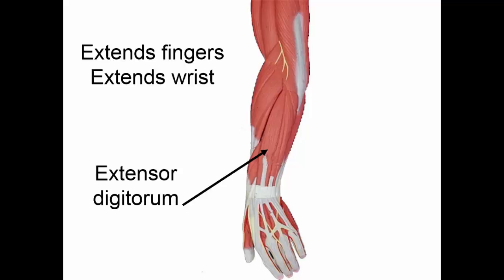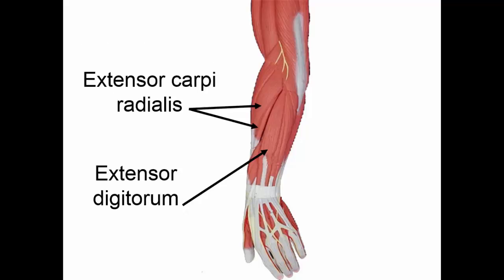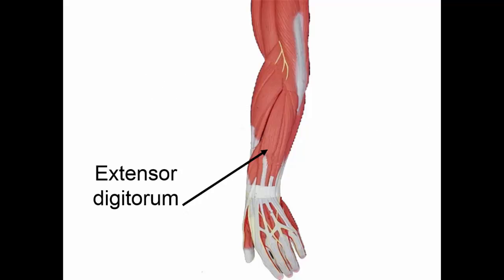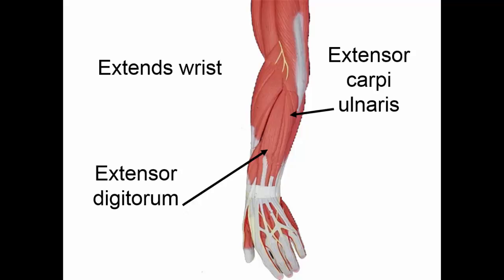The extensor digitorum will extend the fingers. It also extends the wrist. When we activate this muscle, we will also spread the fingers apart. That's finger abduction. The extensor carpi radialis will extend the wrist and will help abduct the hand. The extensor carpi ulnaris will extend the wrist and help adduct the hand.